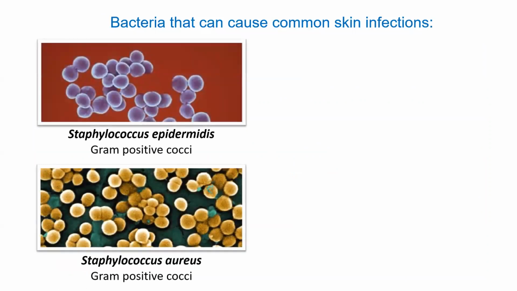So what are the usual causes of skin infections? Number 1, Staphylococcus. Here are our two main Staphylococcus organisms. Staphylococcus epidermidis can cause skin infections, but the big one, the one that is the biggest problem, is usually Staphylococcus aureus, and these are both gram-positive cocci.